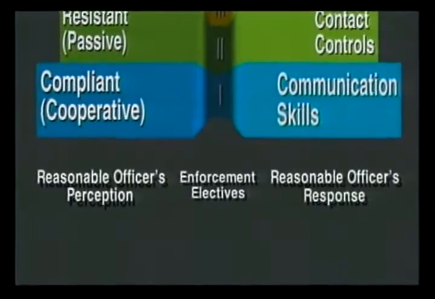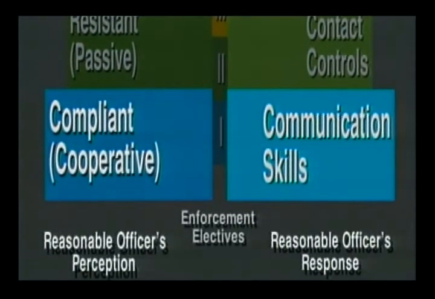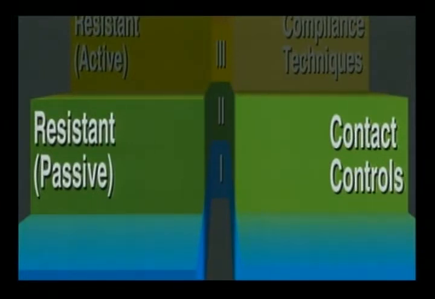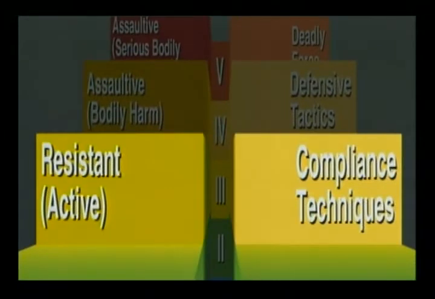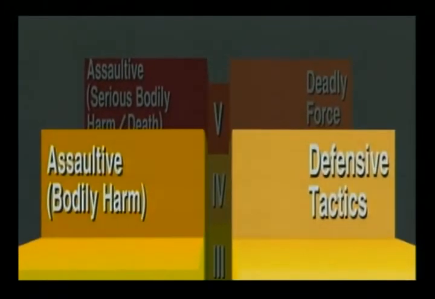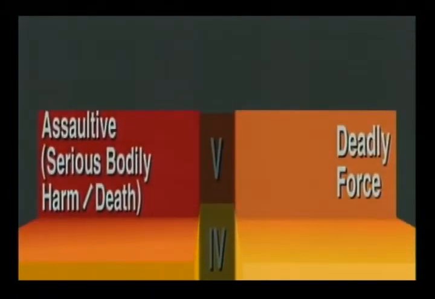So let's briefly recap what the tiers represent. The blue level is the lowest level, representing day-to-day non-threatening activities. The green level represents passive or non-violent resistance and calls for an increased level of verbal communications and contact controls if necessary. The yellow tier signals active resistance and calls for increased awareness and compliance techniques. Orange warns of hostile resistance and imminent bodily harm to the officer or to others and calls for self-defense techniques. And the red tier represents the threat of serious bodily injury or death and calls for the use of deadly force if necessary.